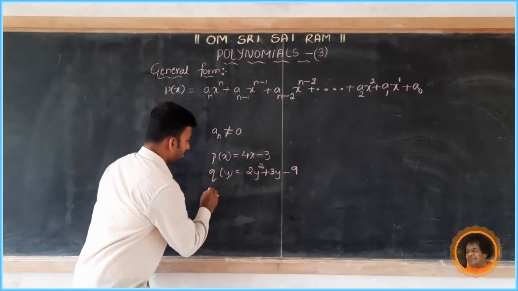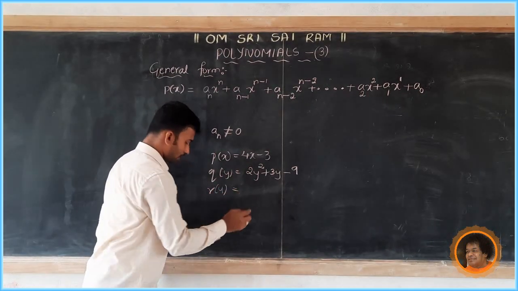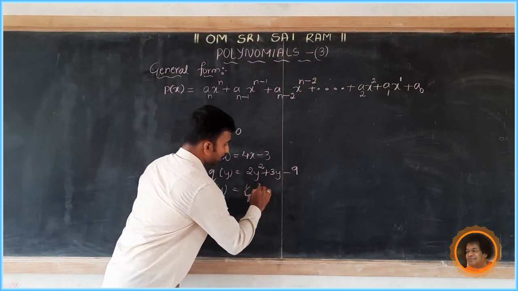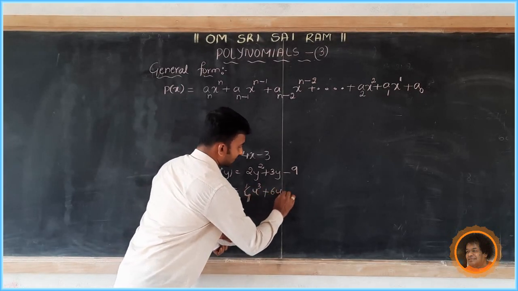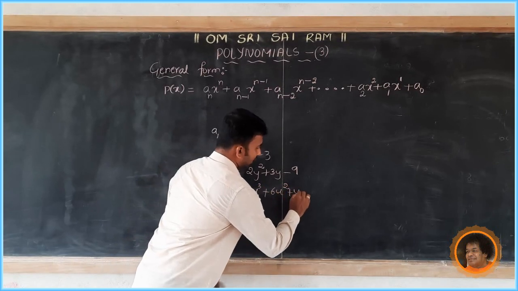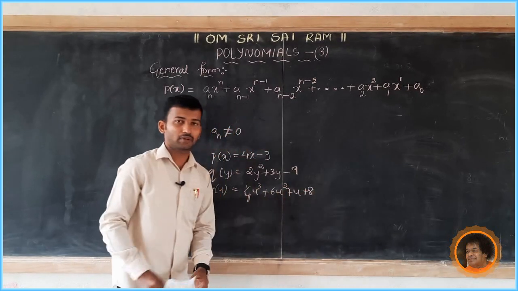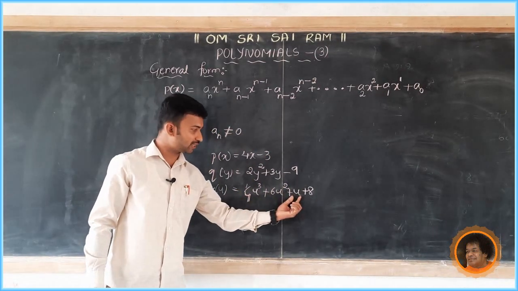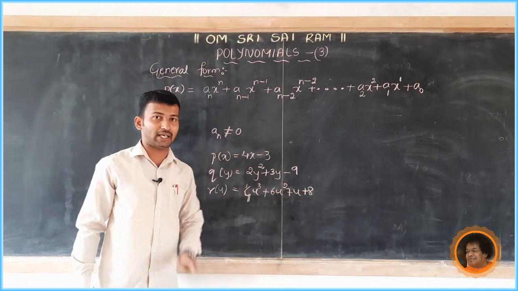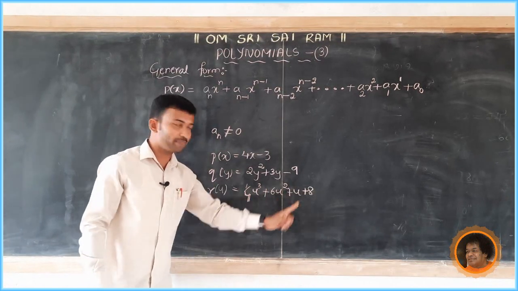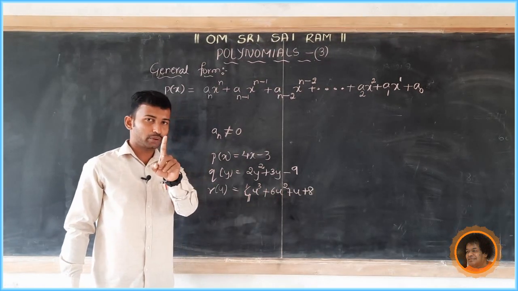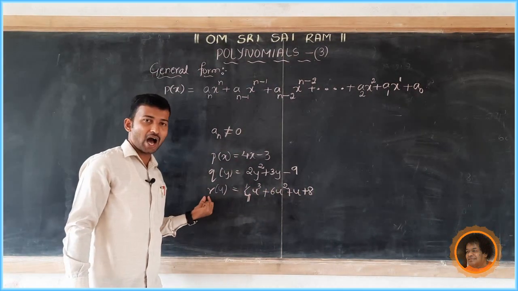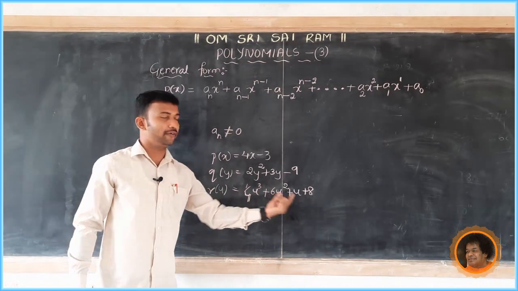Next example, r of u is equal to 1 by 4 u cube plus 6 u square plus u plus 8. There are four terms, and the polynomial is in one variable u. So, the polynomial is represented by r of u because u is the variable.